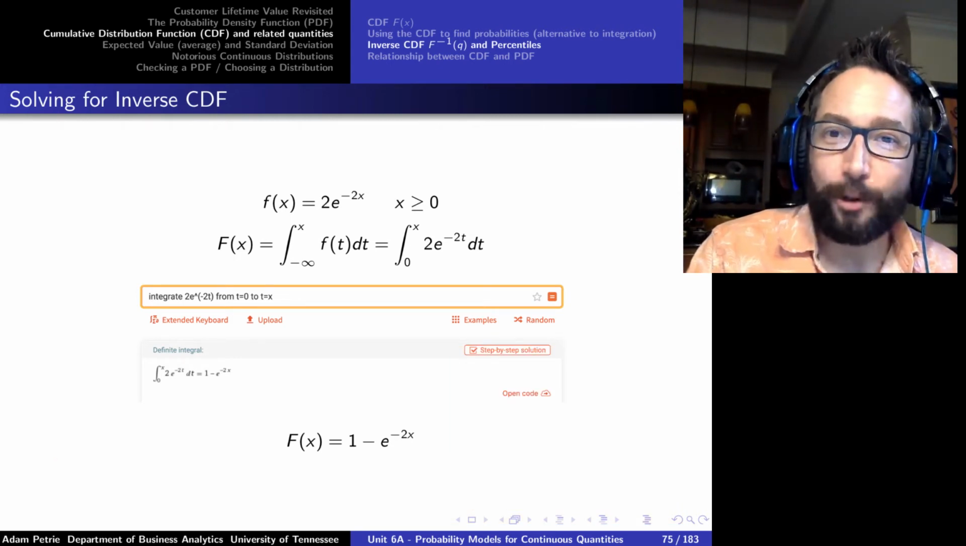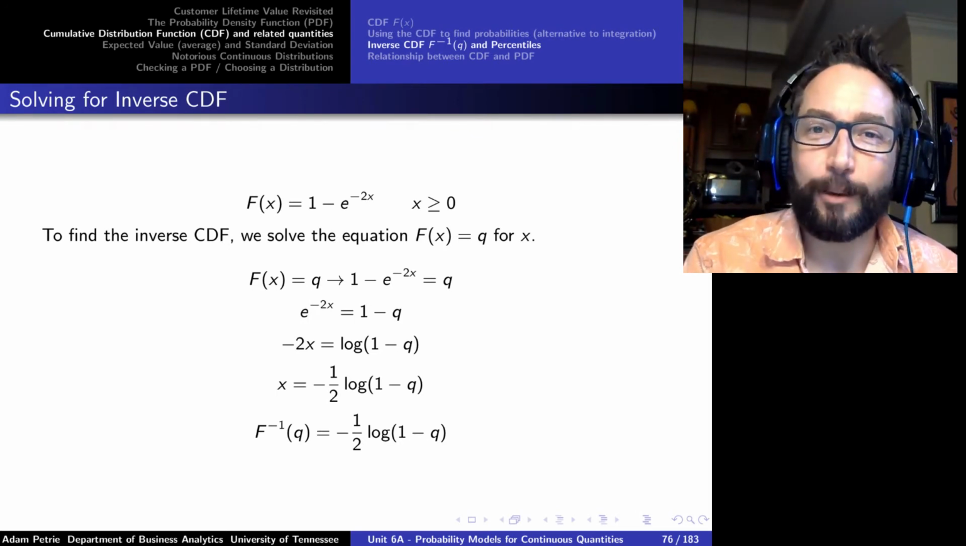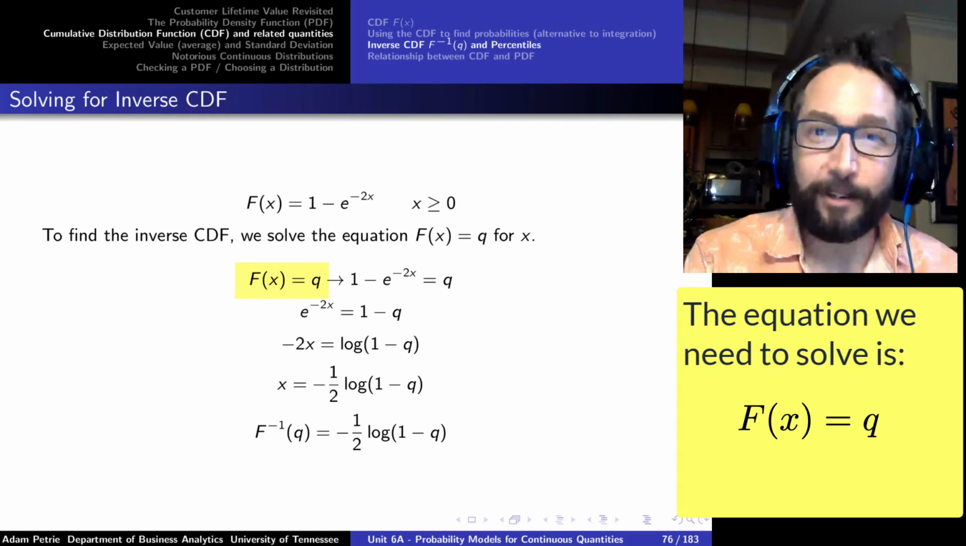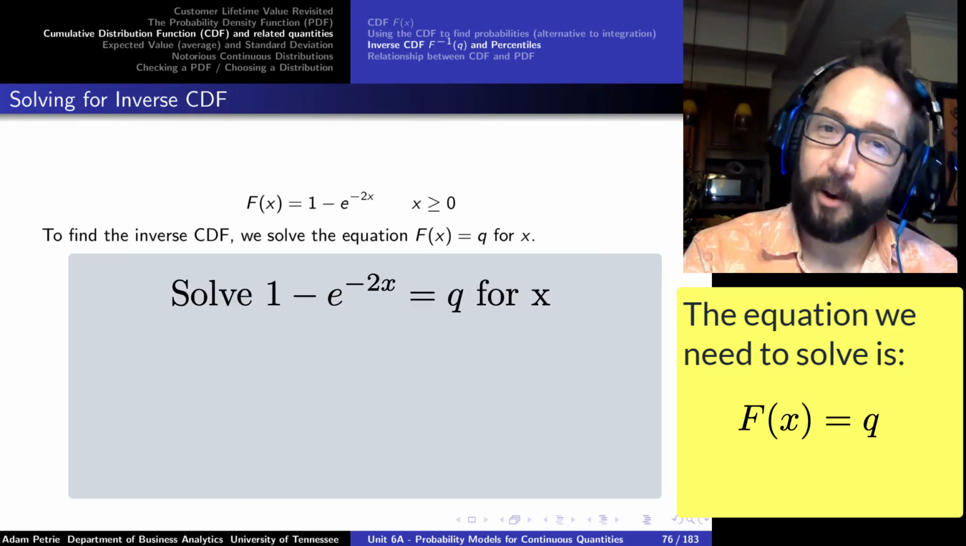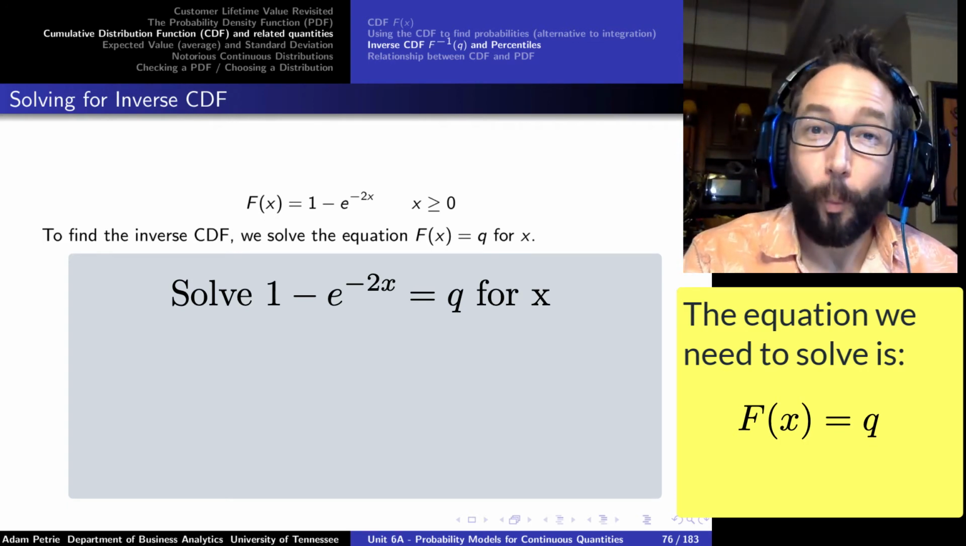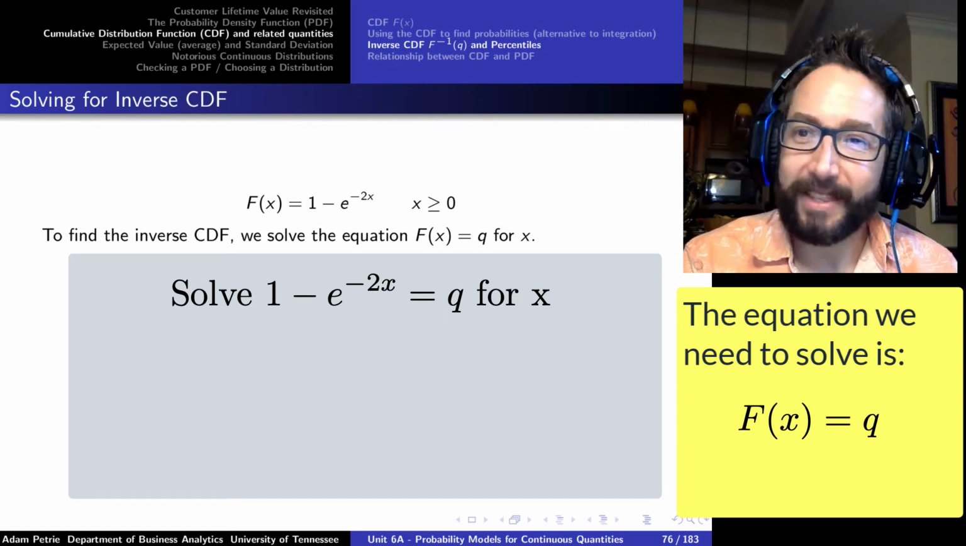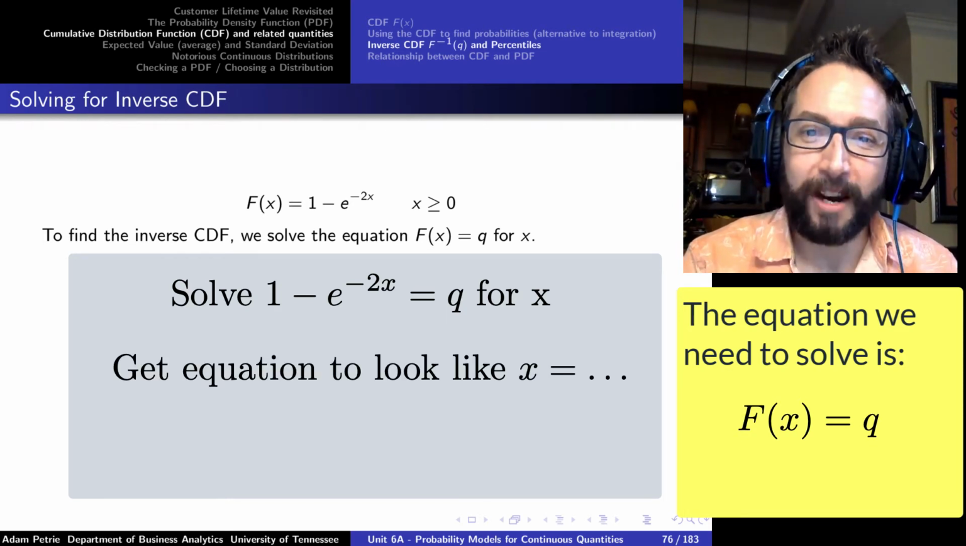So to get those quantiles out, I'm going to write out the equation capital F of x is equal to q. And then I need to do some algebra. I need to solve that equation for x. So in this case, when I write out my equation for capital F, I get the equation 1 minus e raised to the minus 2x is equal to q. And then it's algebra time. Solve that equation for x.